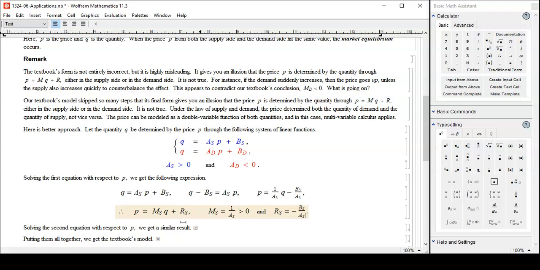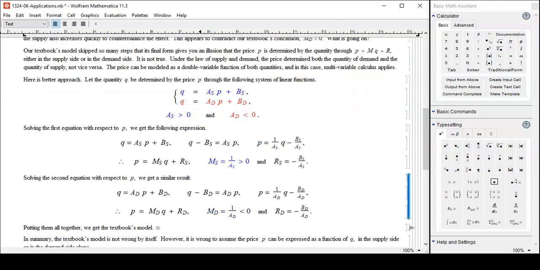If you do that, then what is the slope M? 1 over A, and that's positive, because A is positive. 1 over A is positive for the supply side. Now, as for the demand side, exactly the same.